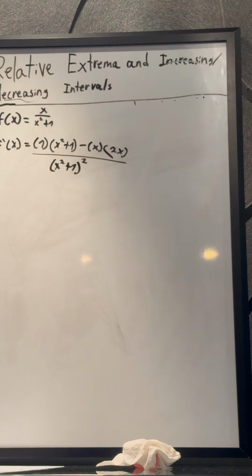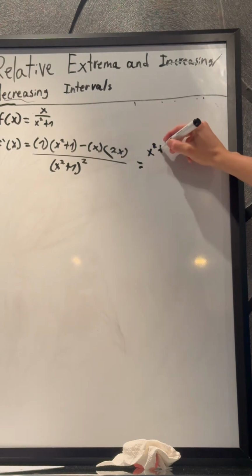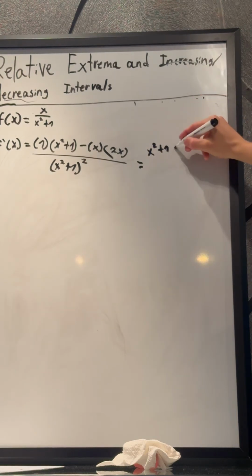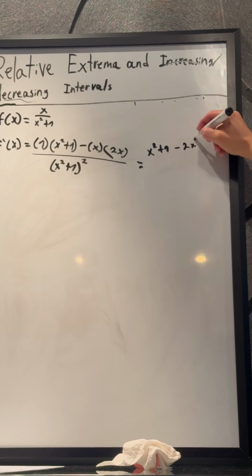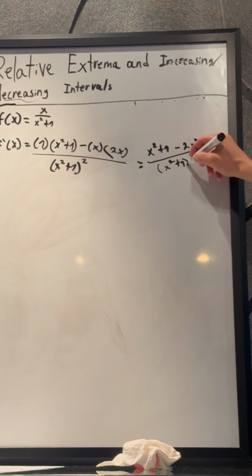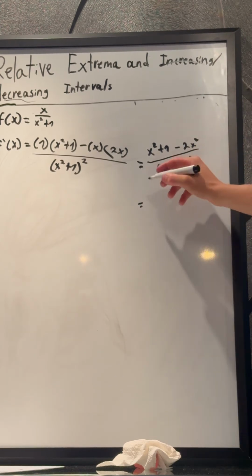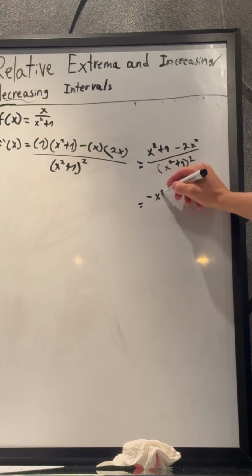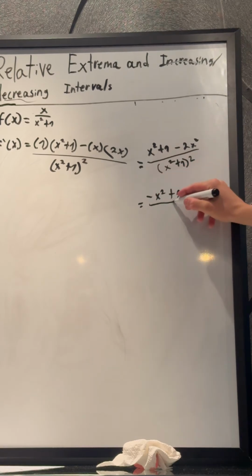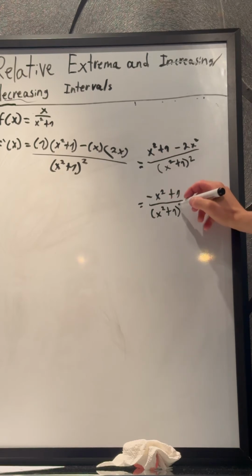Okay, so now we can simplify. We're going to have x squared plus 1 minus 2x squared over all of this at the bottom. And if we simplify again, we're going to get negative x squared plus 1 over x squared plus 1 squared.